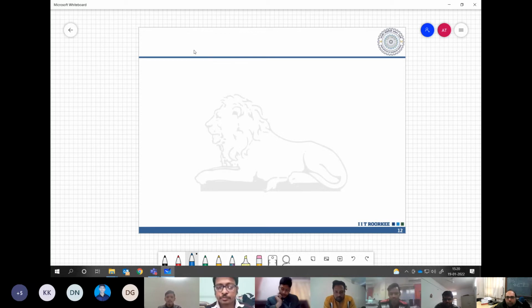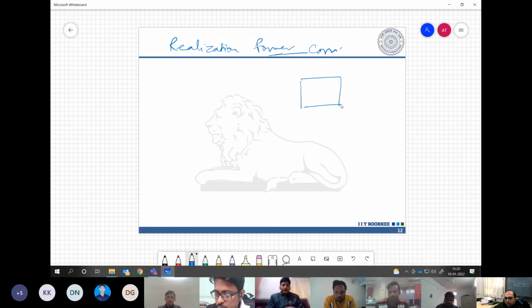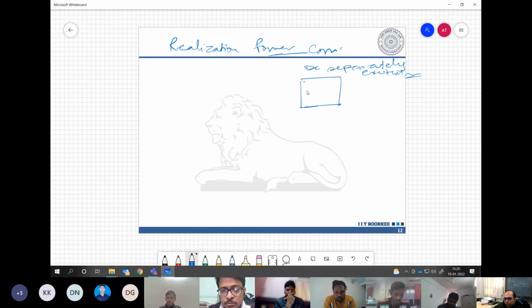Okay, so now we have done the realization of the power converter. So if we have a motor, let's say a DC separately excited motor, and I ask you to simply operate this motor from 0 speed to full speed, what can you do?